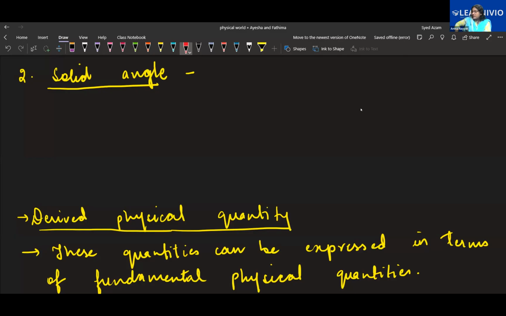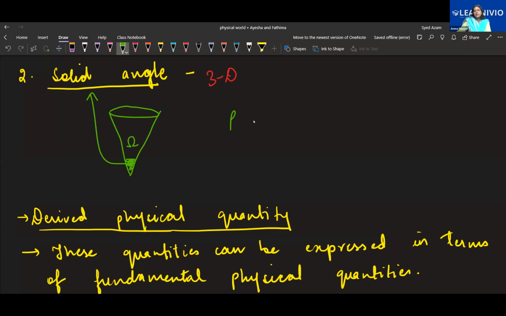It means an angle that is formed in 3 dimensions, the 3D angle. The best example is a cone. This part is the solid angle. That is the example of a cone.